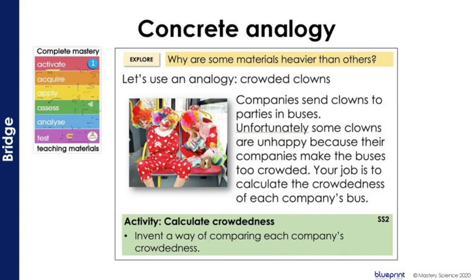So the analogy is that we imagine that there are clowns going in buses, and we make this kind of real so that students can imagine what this is like. You know, there are happy clowns and there are unhappy clowns when the buses are too crowded. And what we're trying to do is create some kind of index, some measure of crowdedness, so that we can make sure that the clowns are happy, right?